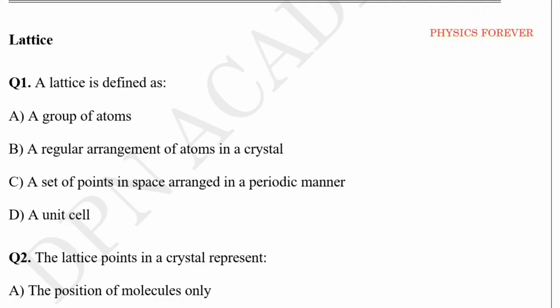So, lattice. A lattice is defined as, that should be a simple one, that should be a direct question. Definition: a lattice is a regular arrangement of atoms in a crystal. There should be a direct question. So the lattice is a periodic arrangement of points in space.